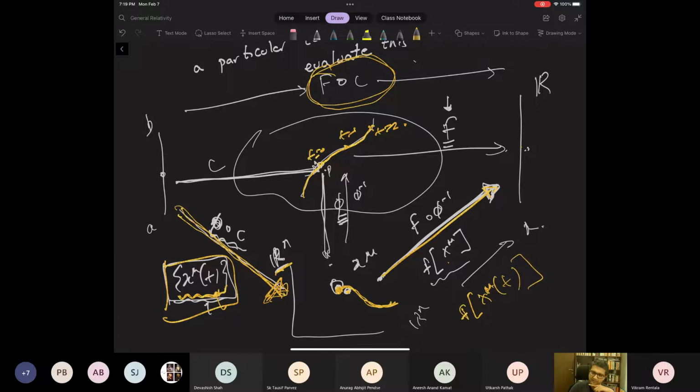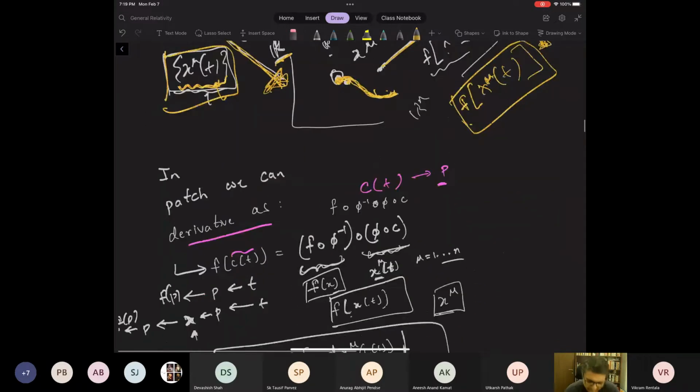As we vary t, we move along this curve, along these coordinates of the curve. Here we're actually moving along the curve on the manifold. Therefore this function is essentially just evaluating f circle C. This f circle C is evaluated in a coordinate representation like this: f of x mu of t.